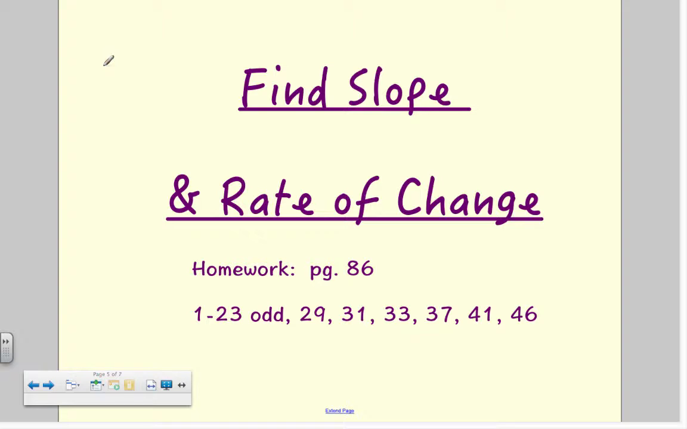Our homework is from page 36, 1 through 23, odd, 21, 31, 33, 37, 41, and 46. I'm going to do two problems for you here that can set you up on finding slope.